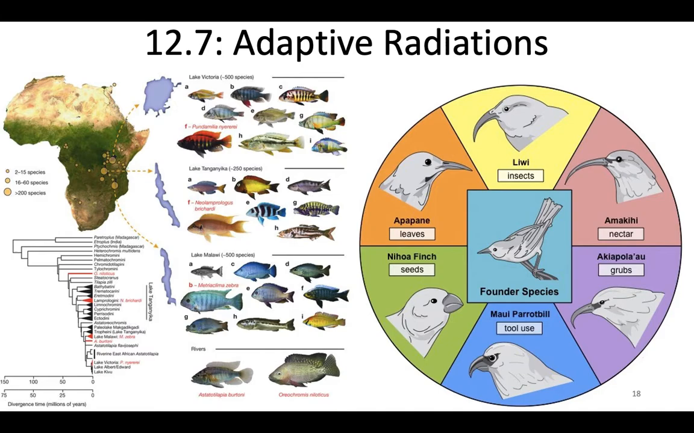And the different ecological niches and organisms that they feed on and use in the environment. Each of these different beaks has evolved for a different specific purpose and a different ecological niche. These parrot bills actually use tools to feed, and that's related to their beak shape. So you see an adaptive radiation in beak shape in Hawaiian honey creepers too, a really good example.